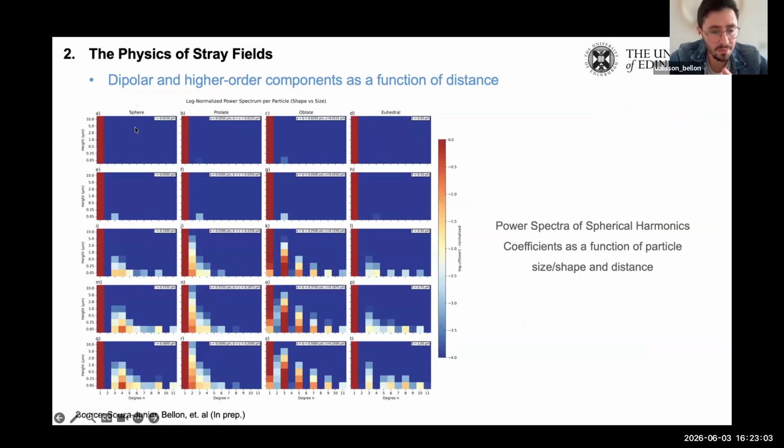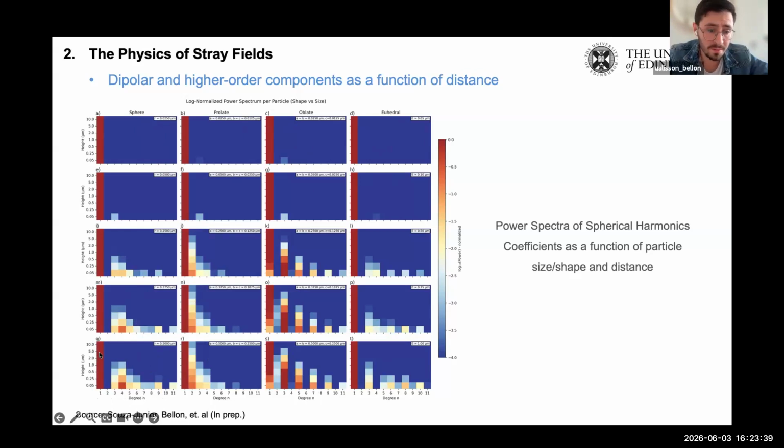This is basically looking at the power spectra of the spherical harmonics coefficients as a function of distance. So in here you have the plots for spheres, prolates, oblates and euhedral particles. These are the smallest particles with basically 50 nanometers, and this one has a micron. So the size is increasing as you go down in the diagrams within the same types of particles. And then in the X, you have the different degrees of the spherical harmonics. And then in Y, you get the height.